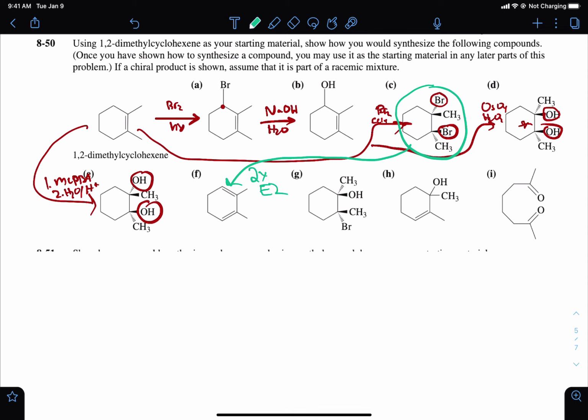Okay. So two eliminations like KOtBu, big bulky base. Actually, KOtBu is not what you want to use here. You can use NaOH because we want to eliminate from the Zaitsev side. We've also got these methyl groups here, so that could be Hofmann. We don't want to eliminate from the Hofmann side. We want to do Zaitsev.